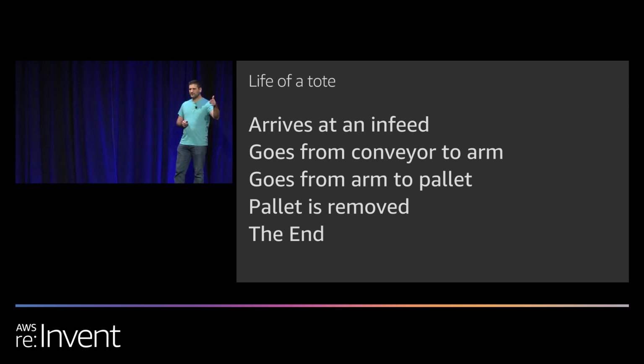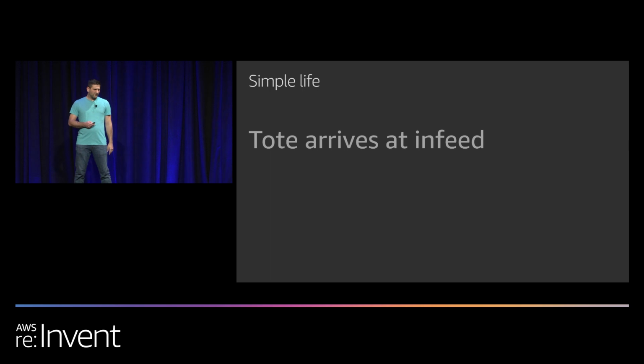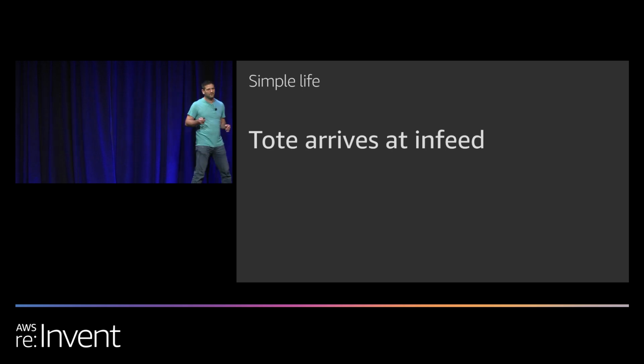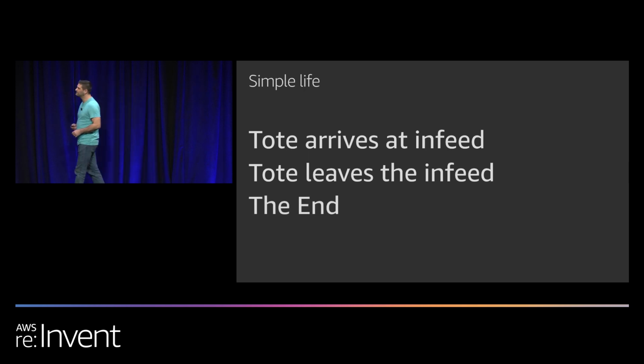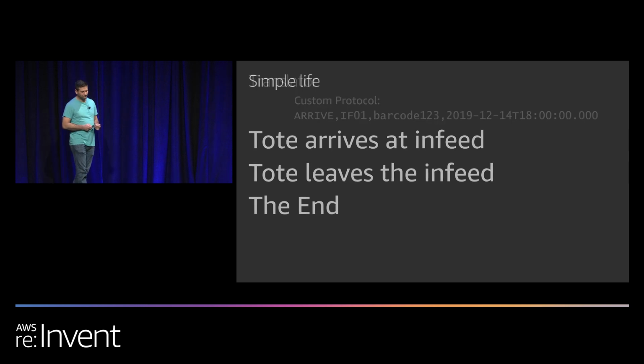So you can imagine that there's a number of different commands or events that happen in each of those things, and we could break that move up into a number of different things. But let's just simplify this. Remember I said this is our hello world example. So tote arrives at an in-feed. This is what I think of as the industrial hello world model: tote shows up, scanned, tote leaves. Pretty simple. So let's do this hello world example.